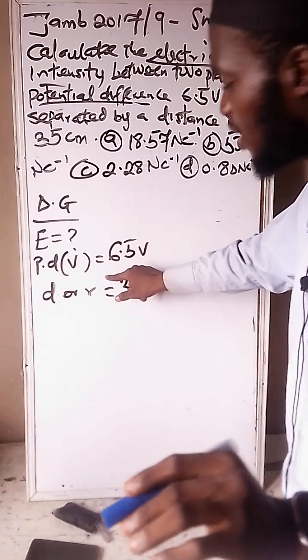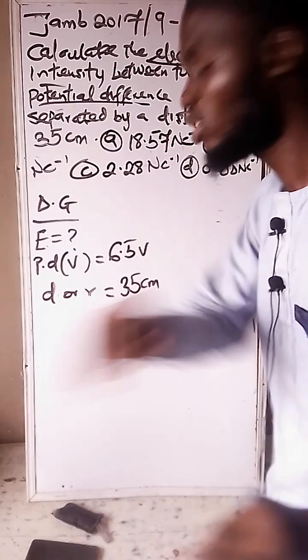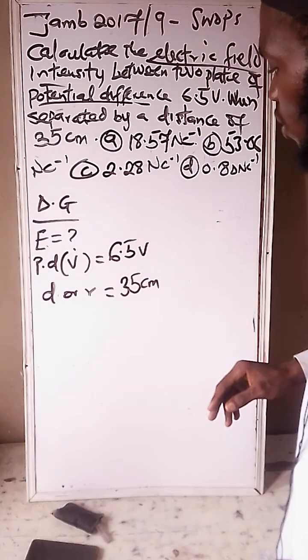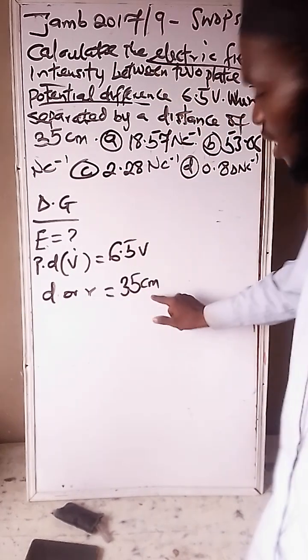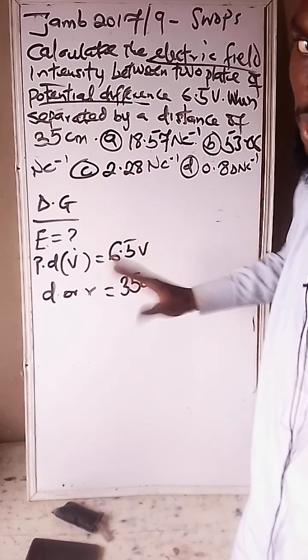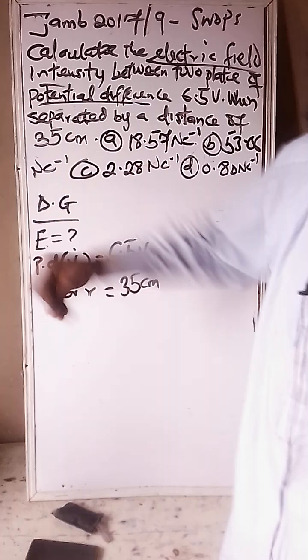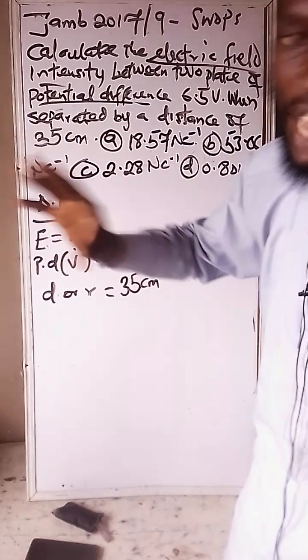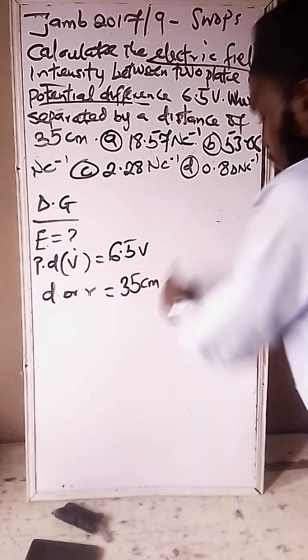We are asked to calculate E, the electric field intensity. But firstly, you have to check this D. This centimeter is a derived unit. You have to put it in a standardized form. It should be meter, not centimeter.